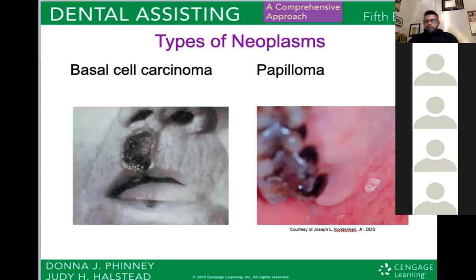Here's an example of the two different types. On the left, this is a patient with a basal cell carcinoma. This is actually cancerous. The patient has that cancerous lesion there. On the right, we see a papilloma, which looks like it's on the palate of this patient, on the roof of their mouth. It has that little bulgy, cauliflower-like appearance. Usually things like that aren't cancerous, but nevertheless, the dentist should explain that a biopsy should be done just to make sure that it's okay.